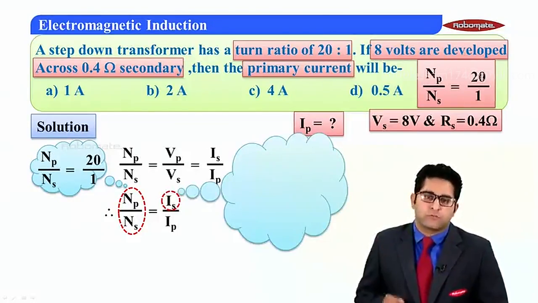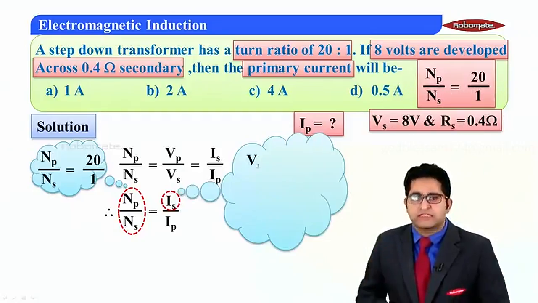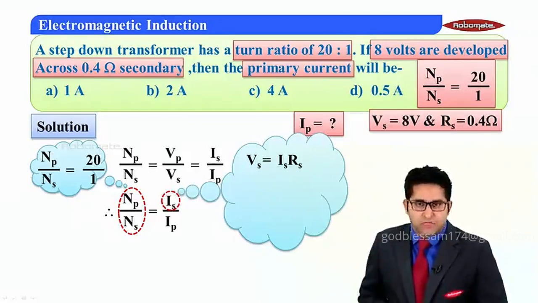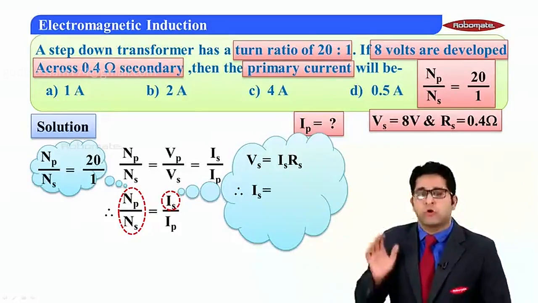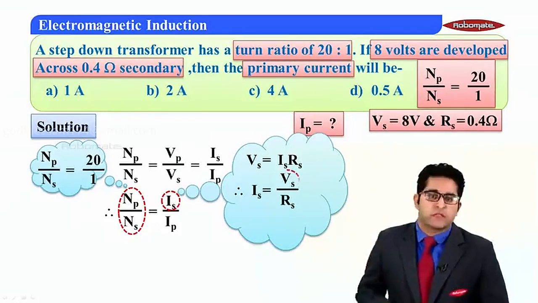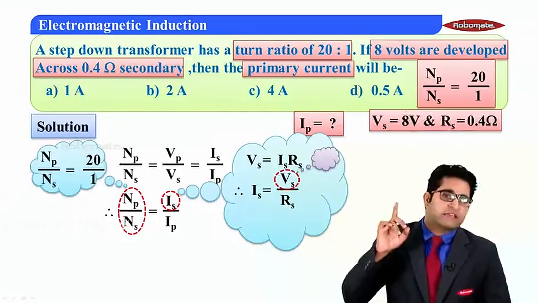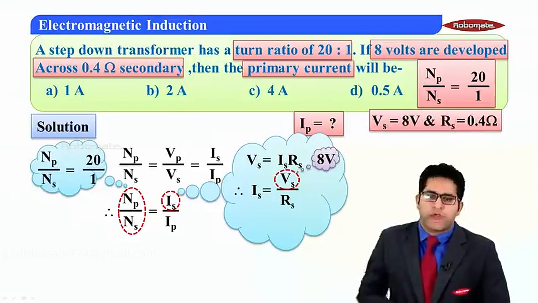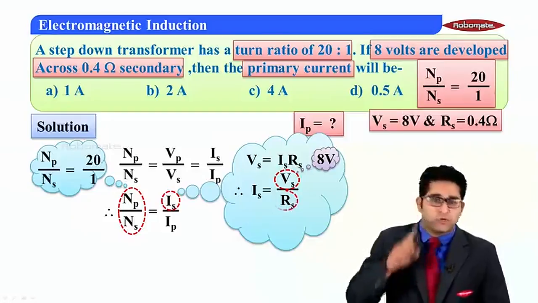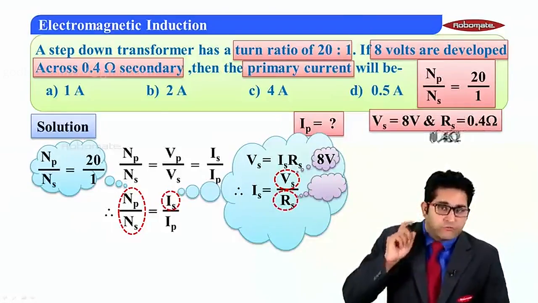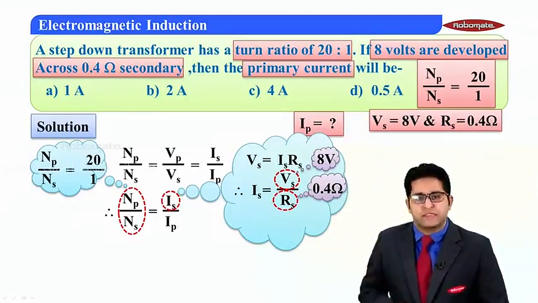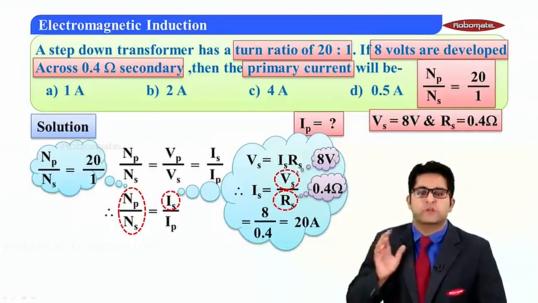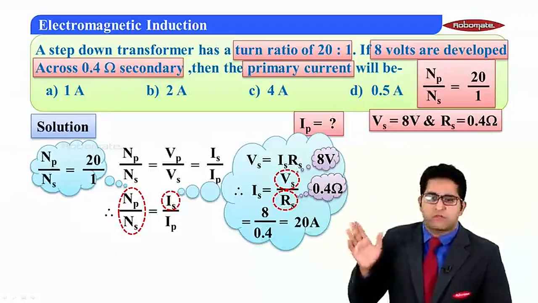Now let us apply Ohm's law. So by Ohm's law, I can say Vs is equal to Is into Rs. Now I'll rearrange. So after rearranging, I can write Is is equal to Vs upon Rs. Now what is value of Vs? The value of Vs, see carefully, is equal to 8 volts. Now we also know value of Rs. What is value of Rs? It is equal to 0.4 ohms. So if I substitute these two values, what will I get? I'll get Is is equal to 8 upon 0.4, which comes out as 20 amperes. So we got the value of Is as well.